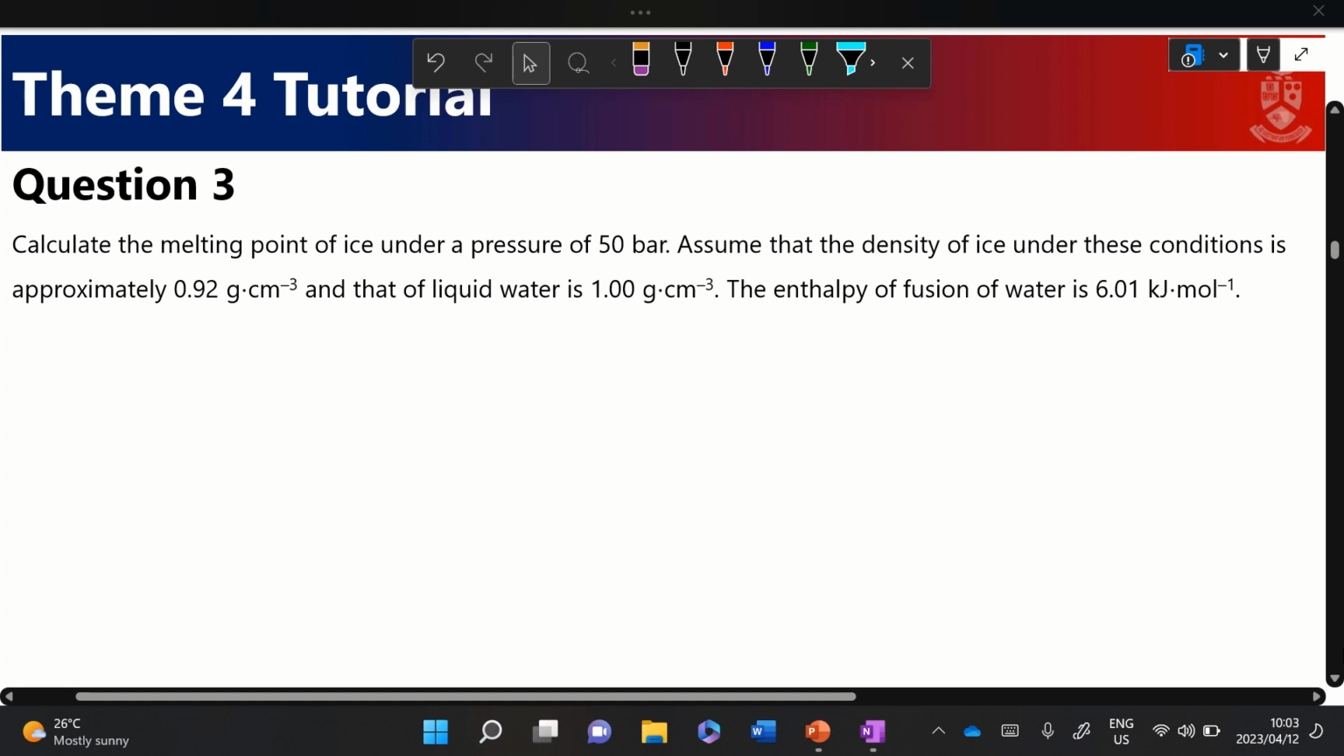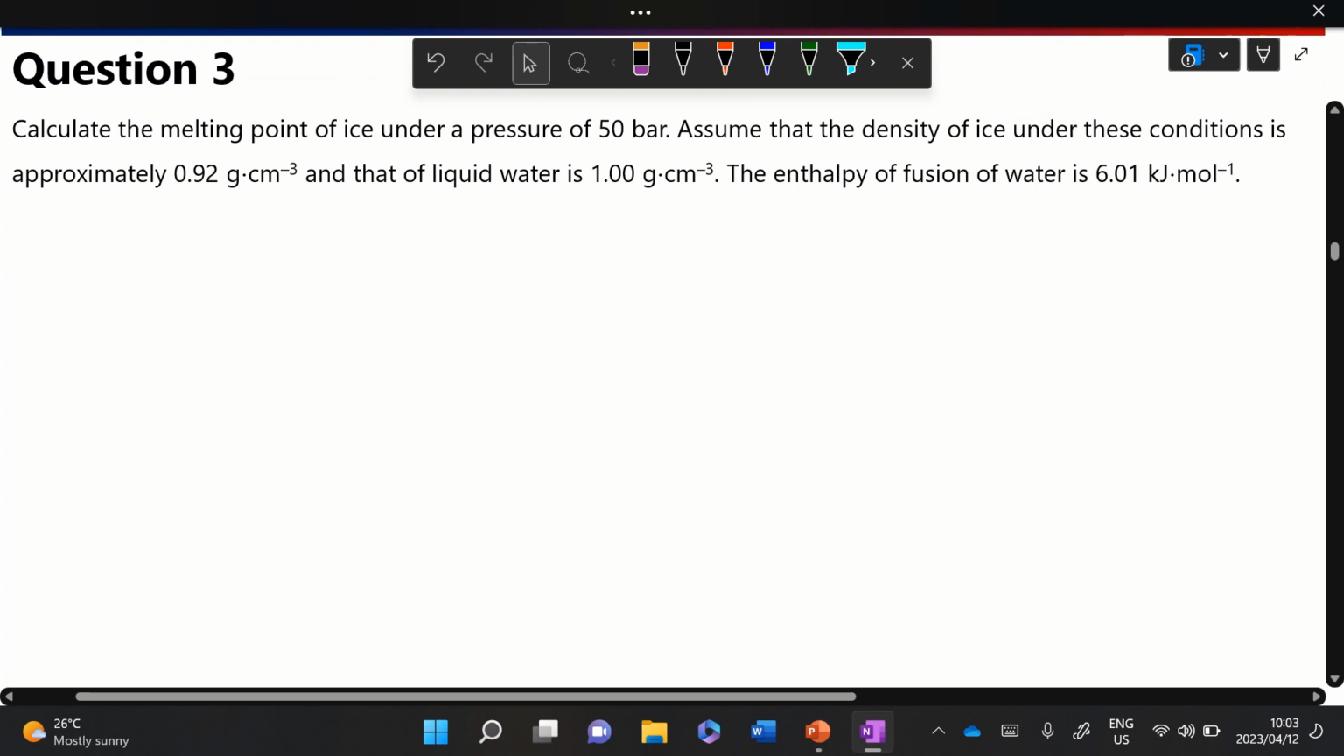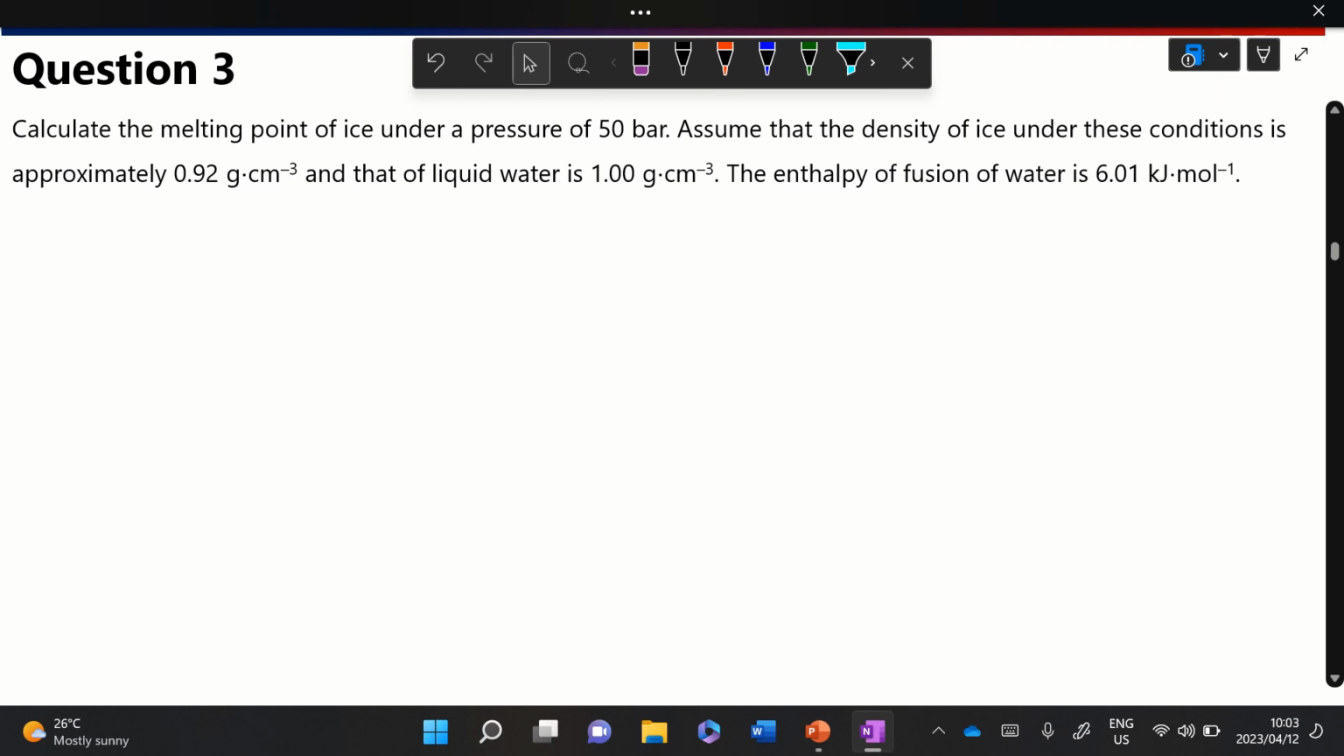Now you can use the normal solid-liquid boundary and the Clausius-Clapeyron equation, but I actually want to show you that you can use the Clapeyron equation, so equation 4.3, to calculate these kinds of things. Just for illustration purposes, so that you also get some exposure to that.